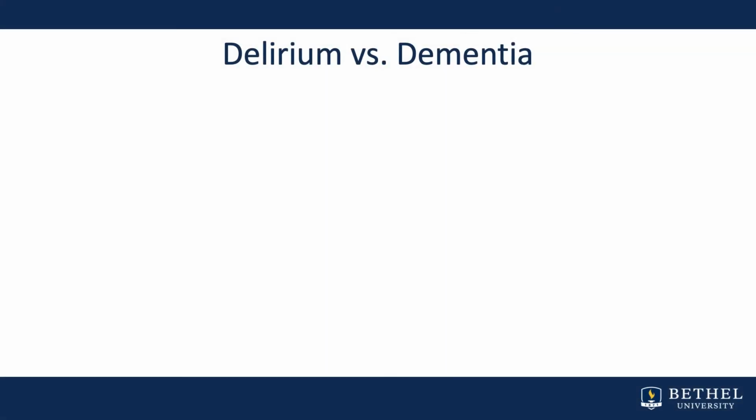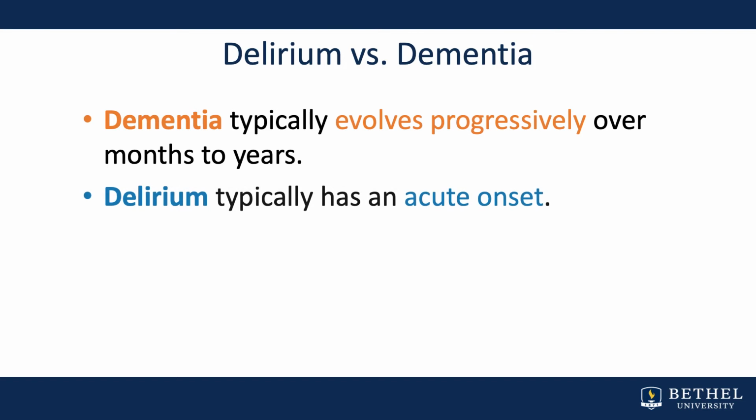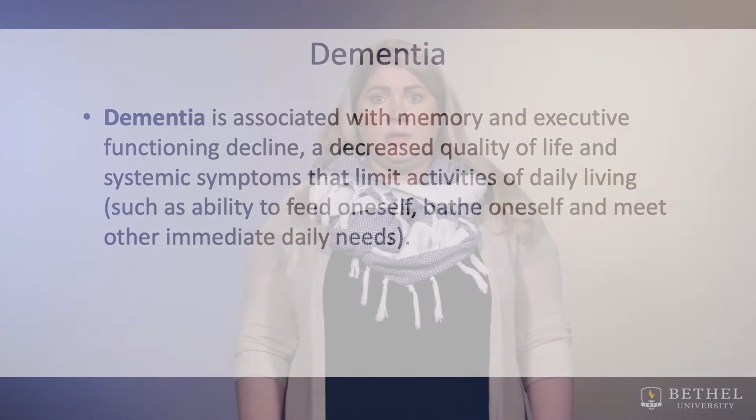One of the biggest differences between delirium and dementia is that dementia typically evolves progressively over months to years, while delirium typically has an acute onset. Alzheimer's dementia is the most prevalent cause of dementia. Dementia is associated with memory and executive functioning decline, a decreased quality of life, and systemic symptoms that limit activities of daily living, such as ability to feed oneself, bathe oneself, and meet other immediate daily needs. Dementia can also include changes in mood, affect, and psychotic symptoms.